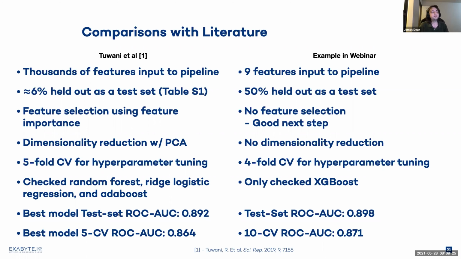Their best model's test set ROC-AUC, and remember that 1 is the best, was 0.892. Ours, we got 0.898. So it's comparable to the literature. And then their cross-validated ROC-AUC is 0.86. Ours is 0.87, so it's comparable. So we're doing pretty well just with a couple of days of work on this problem.